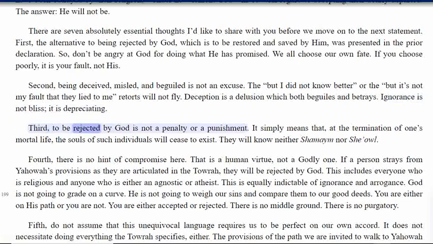Third, to be rejected by God is not a penalty or a punishment. It simply means that, at the termination of one's mortal life, the souls of such individuals will cease to exist. They will know neither Shamaim nor Shaul.